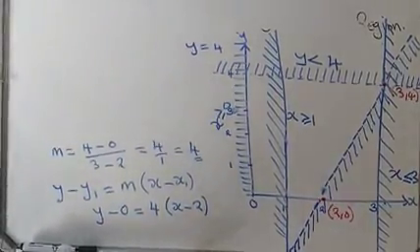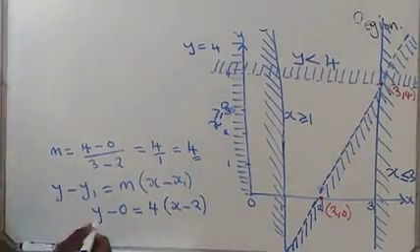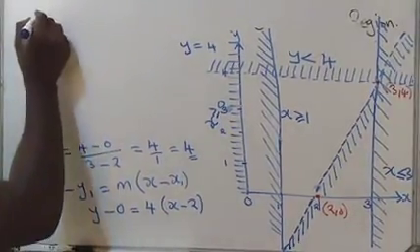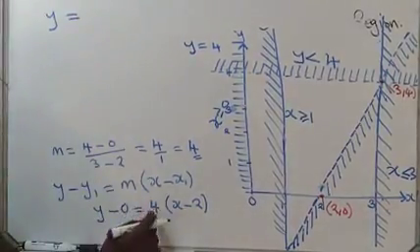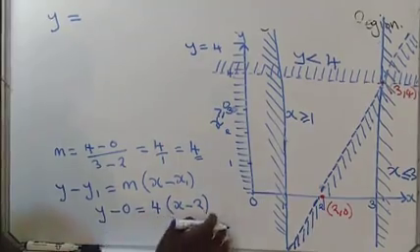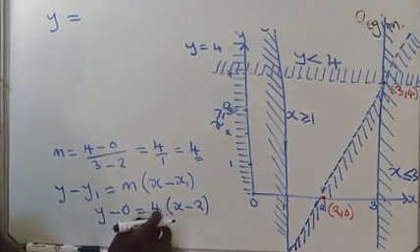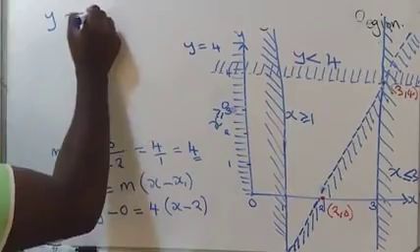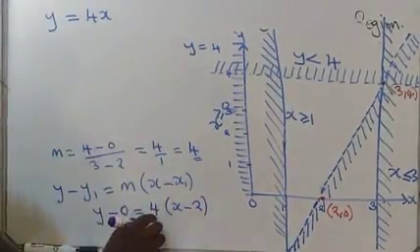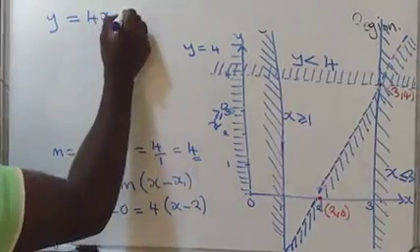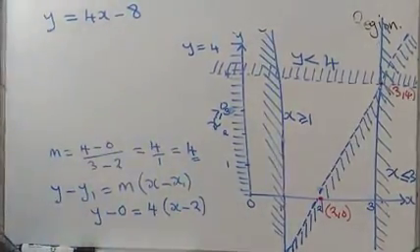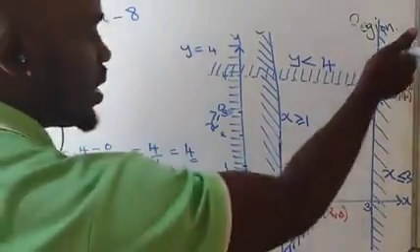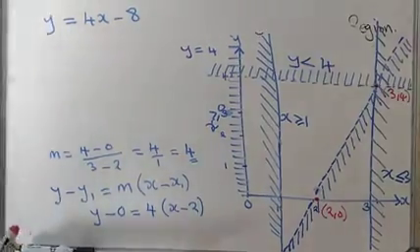Alright, so what are we going to do? So here we just remain with y equal to this, for us to multiply everything inside the brackets. 4 times x, you get 4x. 4 times negative 2, you get negative 8. So this is our equation of the straight line for this line. Okay. Now, this is the equation.